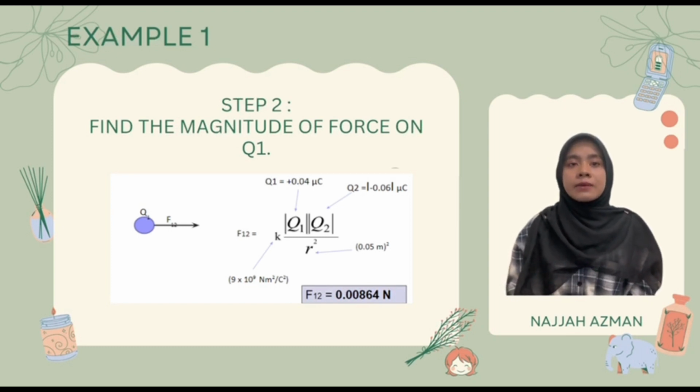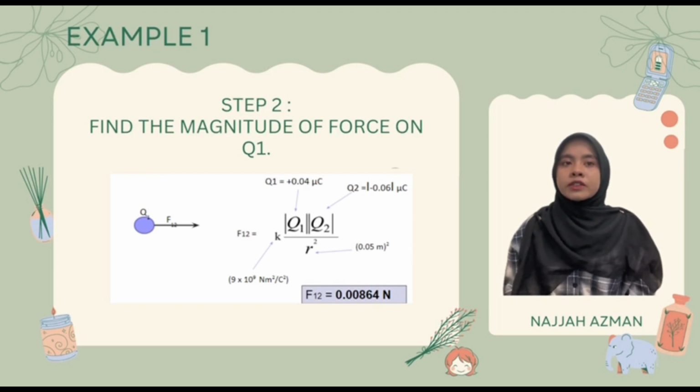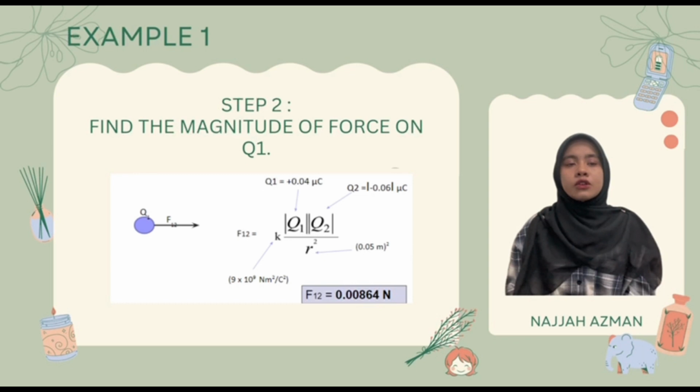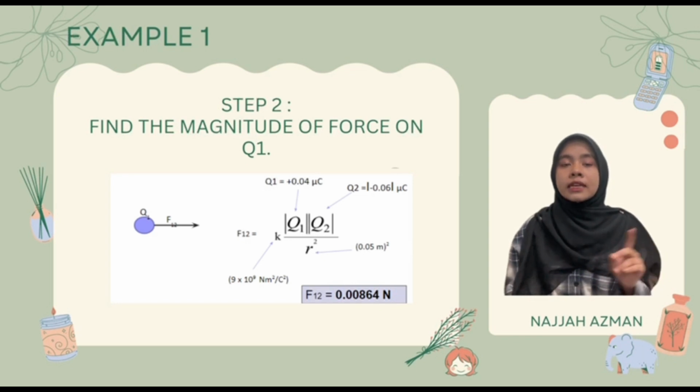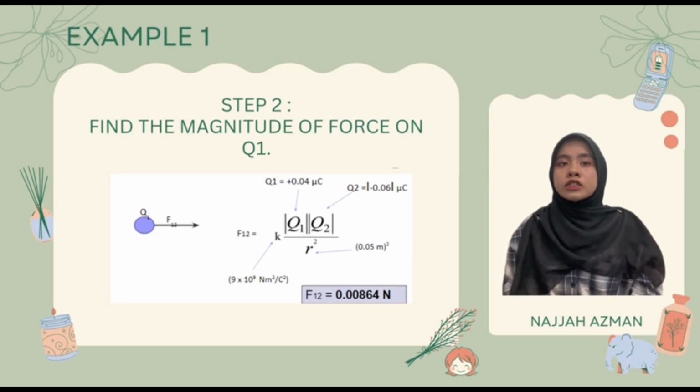K is 9 times 10 to the power of 9, Q1 is 0.04 mu coulomb, Q2 is 0.06 mu coulomb, where there is no negative because we only want the magnitude, while R is 0.05 meter. The magnitude of force on Q1 is 0.0864 Newton.